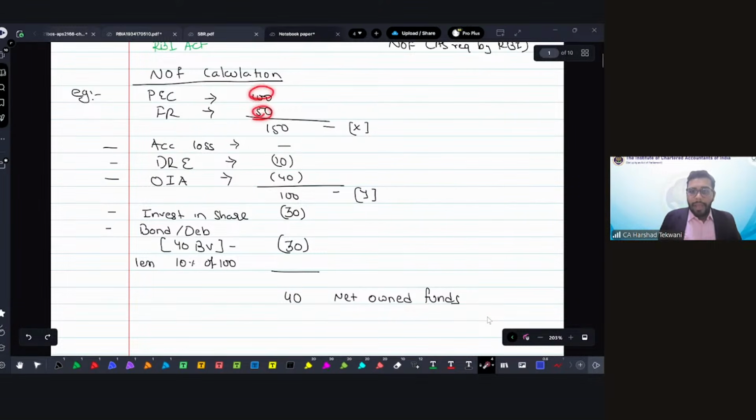And the amount that you will receive after adding the paid up equity capital and the free reserves is the first step, amount X. Then you need to reduce the accumulated losses, the deferred revenue expenditure, and other intangible assets. In our example, let's assume we don't have any accumulated losses, but we have the deferred revenue expenditure and other intangibles. So after reducing this 50 from this 150 X amount, you will get a Y amount. I understand this much.